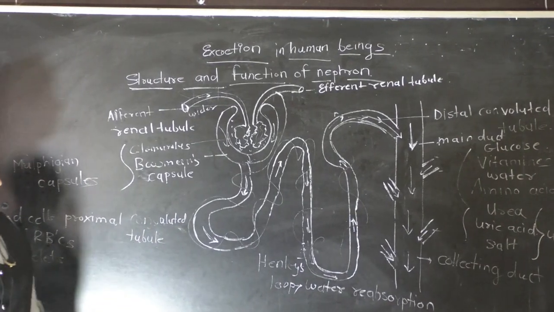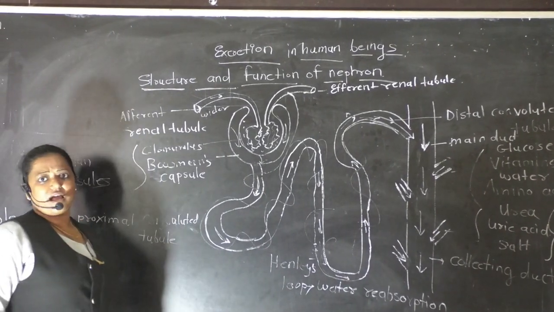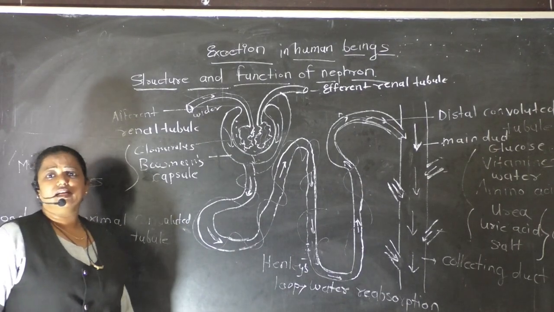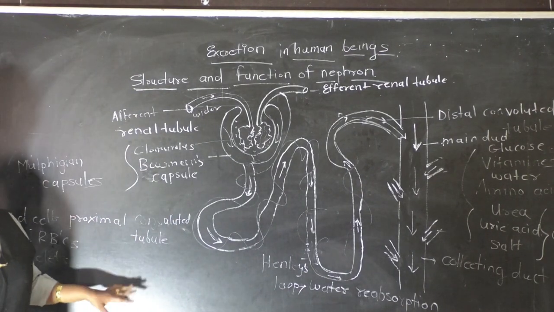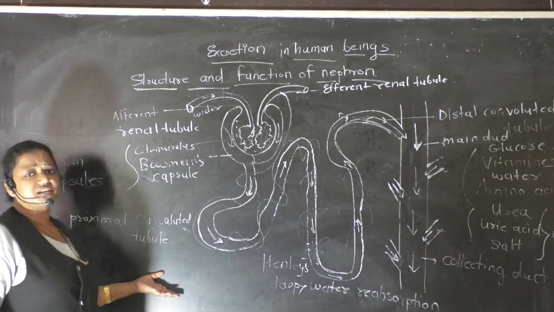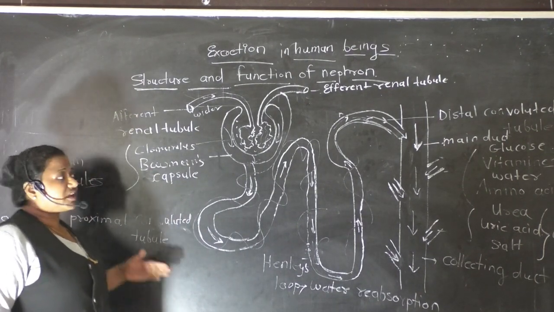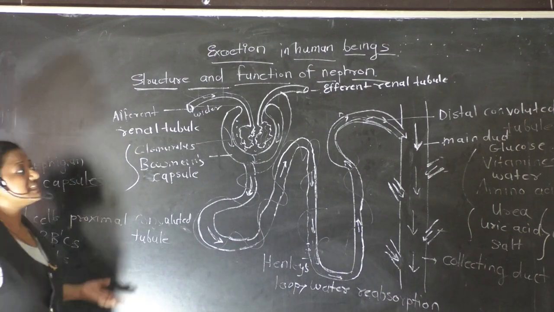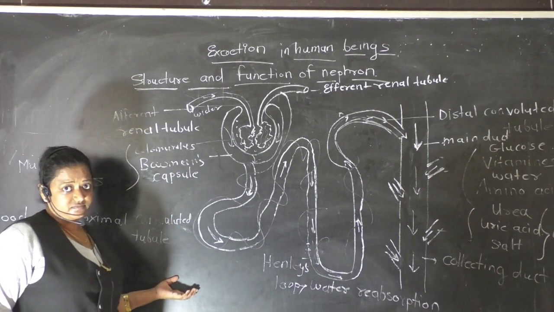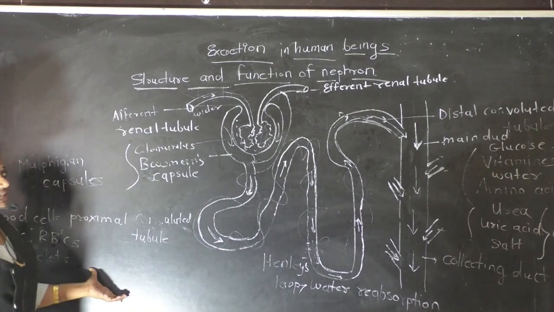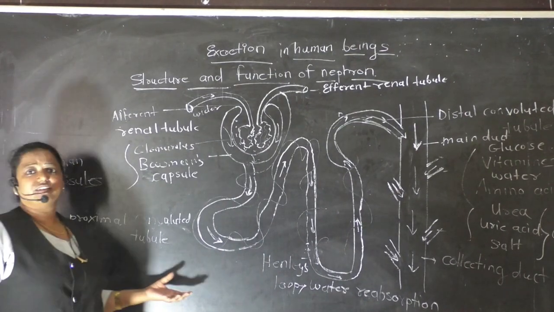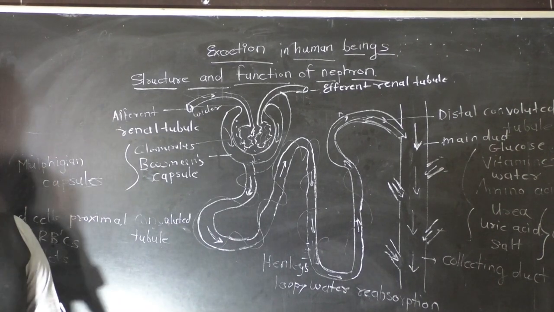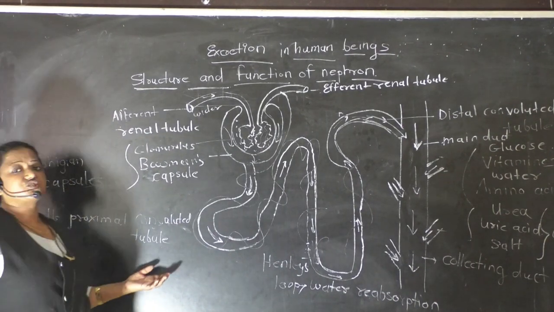We can urinate. But here I would like to ask one question related to this nephron: why do we not urinate more during the summer season? Why do we urinate frequently during the winter season? What is the reason behind it? Can you tell me the reason? Okay, I would like to explain the reason behind it. In winter season, what happens? We sweat very little.